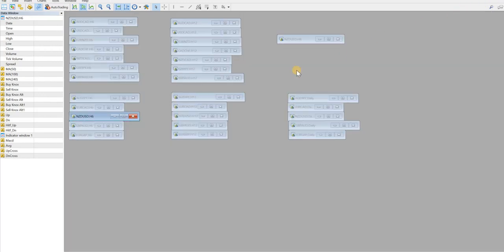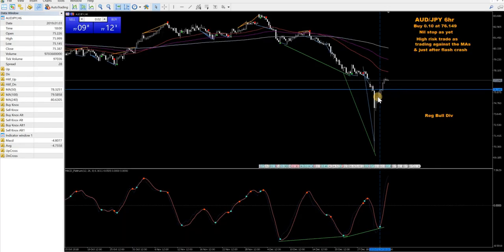Let's have a look what else we've got going here. Aussie yen, 4 hour in a buy. It's a high probability. It's regular bullish divergence, even with the flash crash, there's still divergence. And we took a buy here. It's sort of gone up and stalled a little bit.